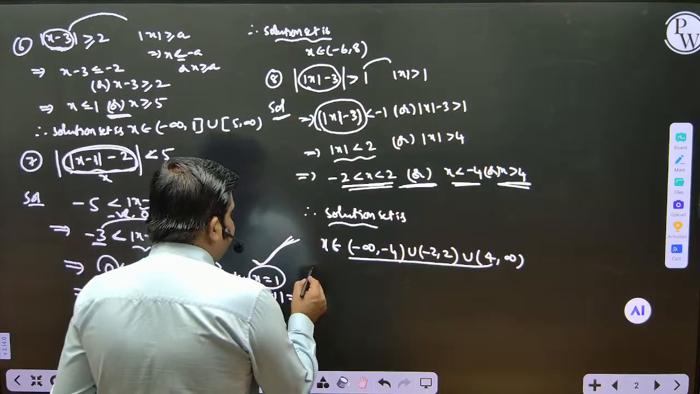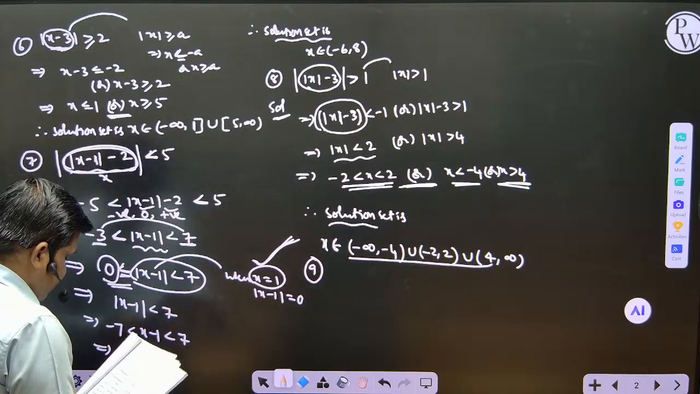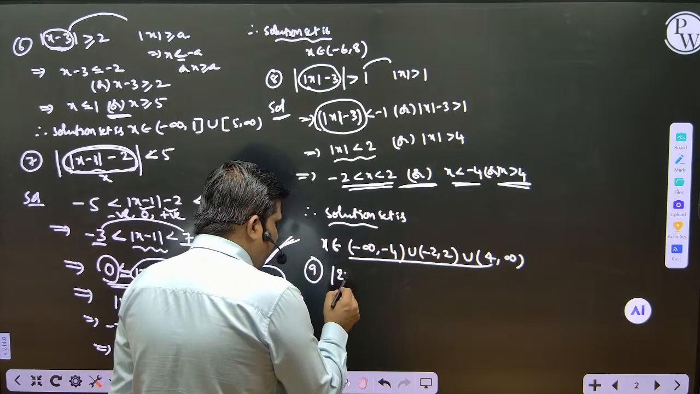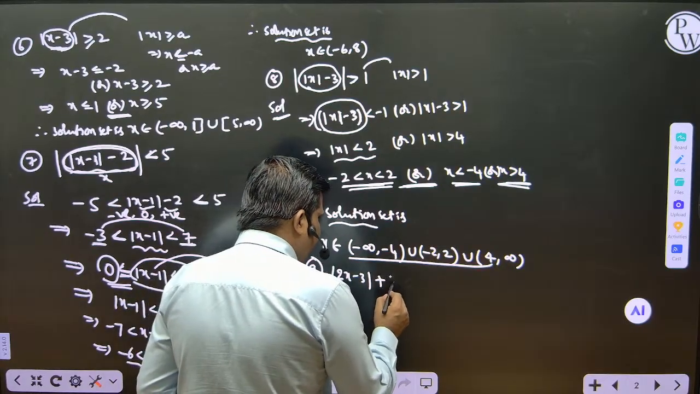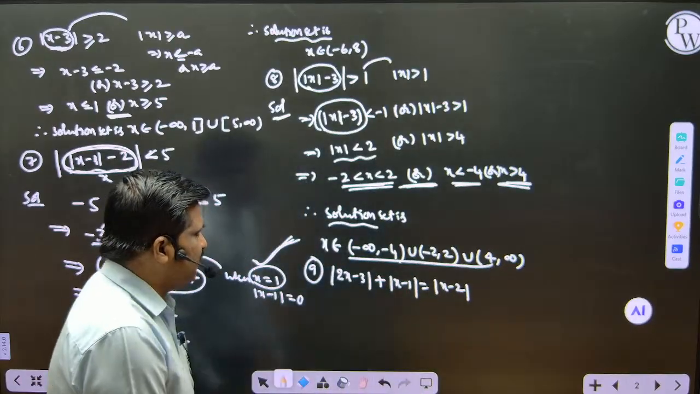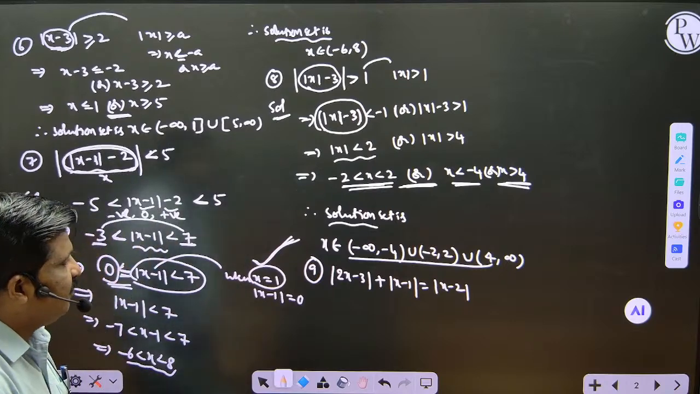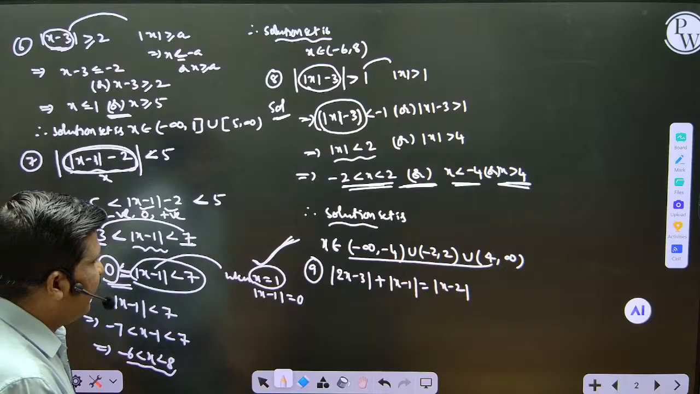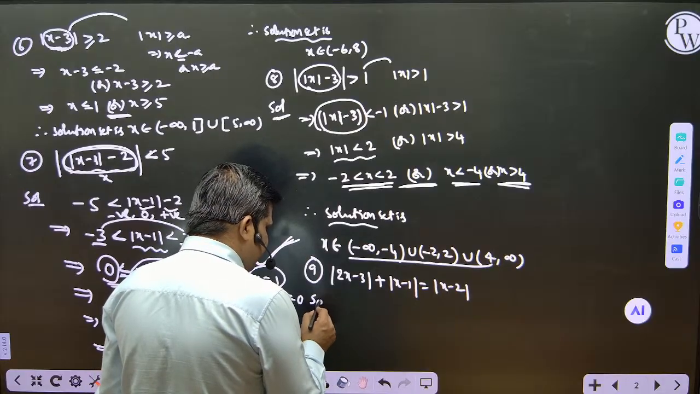Now question number 9, look here. We already did this kind of problem. Question number 9: modulus of 2x minus 3 plus modulus of x minus 1 is equal to modulus of x minus 2. So what we have to do here is the same solution.